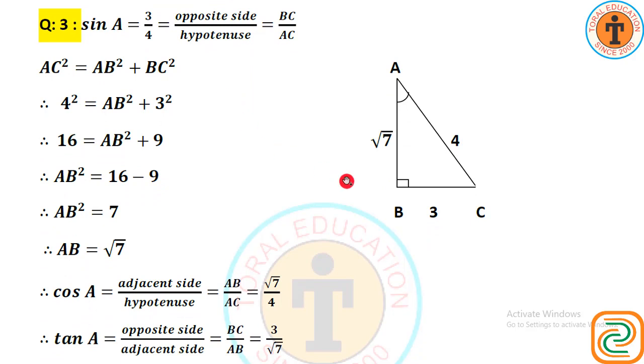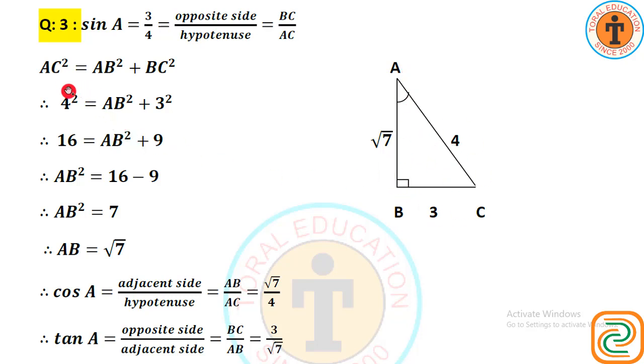What is the question? If sin A equals 3 upon 4, calculate cos A and tan A. Sin A equals 3 upon 4, that means opposite side upon hypotenuse. That is, 4 is the hypotenuse and 3 is the opposite side. Opposite side of A, BC, is 3, hypotenuse AC is 4. We will have to find out AB.